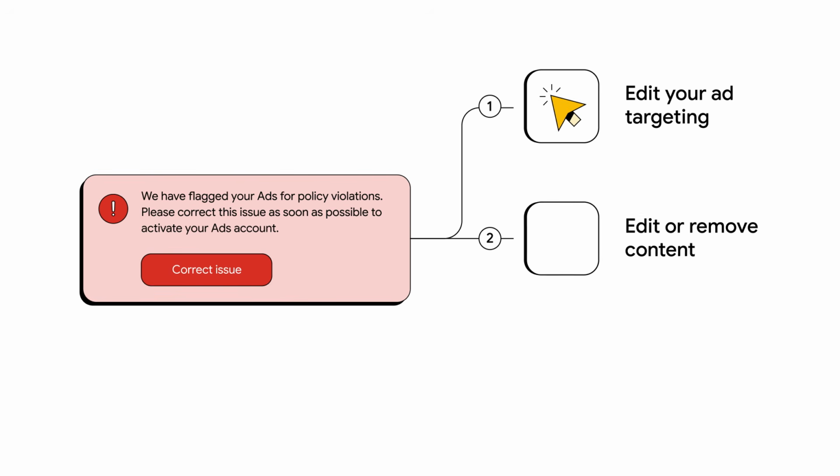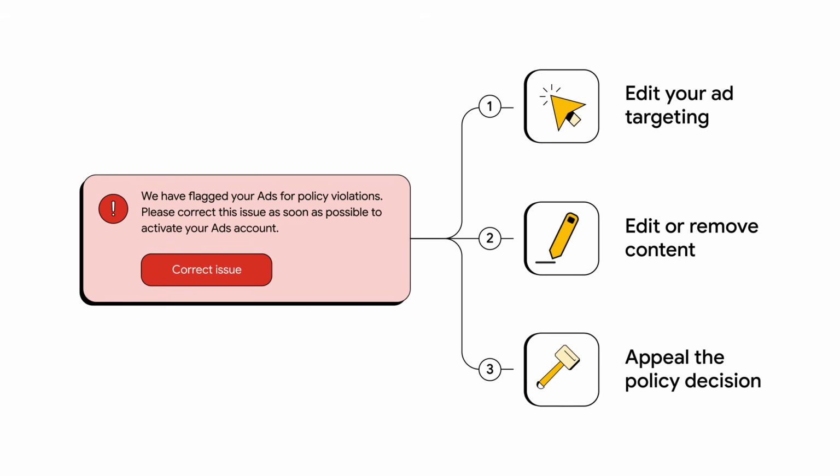2. Edit or remove content. Remove content that falls within the policy from your ad, site, or app. 3. Appeal the policy decision. If you believe there's an error, appeal the decision directly from your Google Ads account.